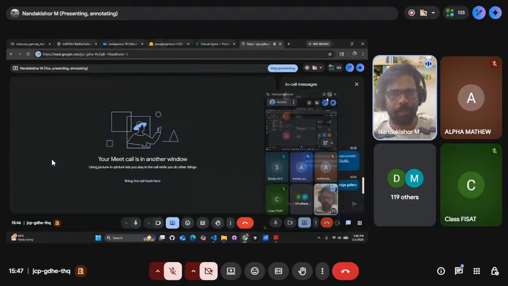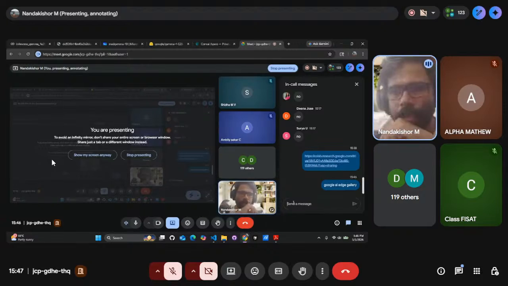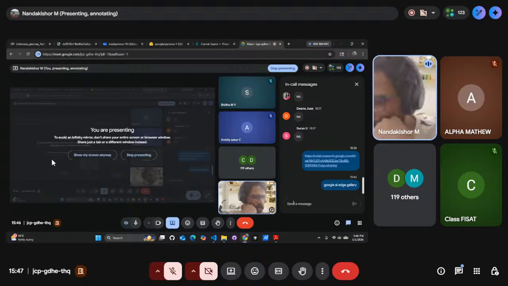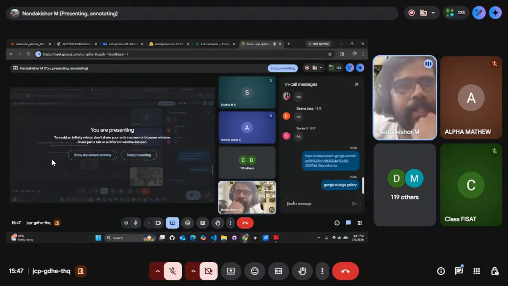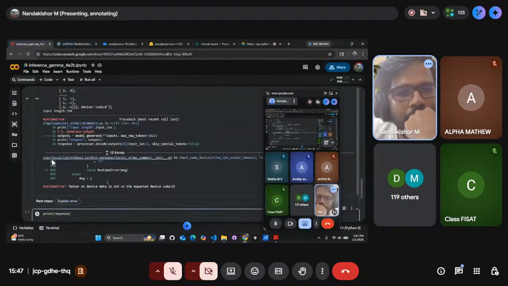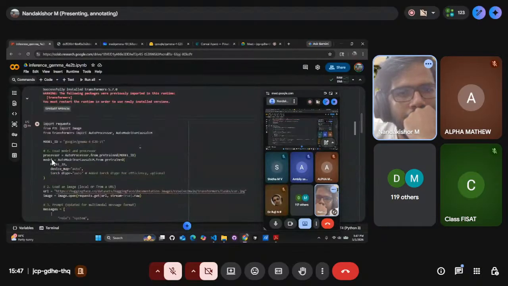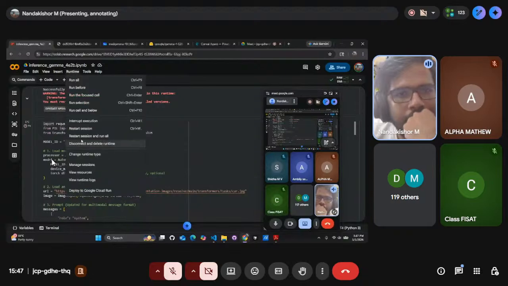So just go to the Play Store, or maybe the App Store, and search for Google AI Edge Gallery. It has a symbol like four dots or something like that. It's for early access to running LLMs only on edge devices. Let me restart the session.